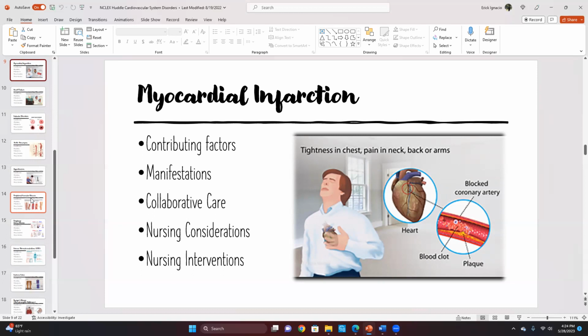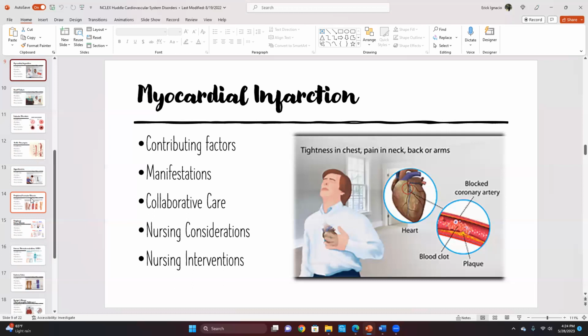So what contributes to MI? Atherosclerotic heart disease. Remember, atherosclerosis is the hardening of the arteries as they fill with plaques because of high cholesterol. Another contributing factor can be a coronary artery embolism. That embolism is a free floating clot, or maybe it could be plaque that is floating through the bloodstream.